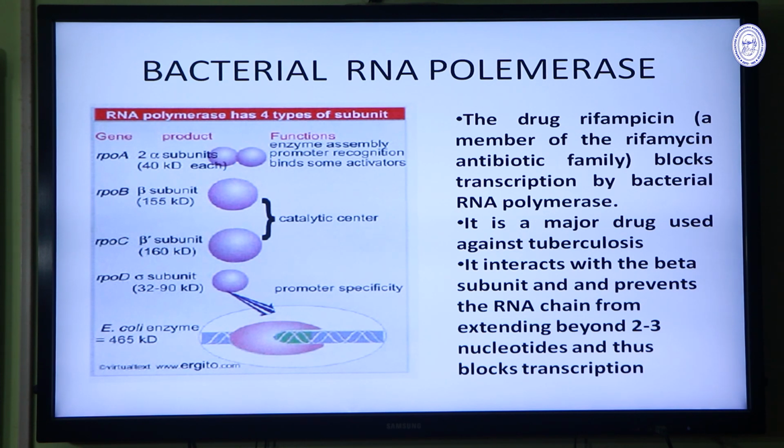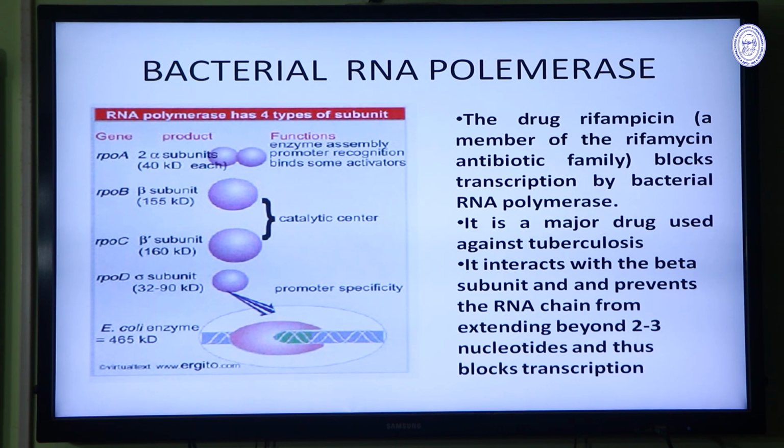Then comes the beta subunit. The beta subunit has a molecular weight of 155 kilodalton, and it is produced from the gene RPOB. Next is the beta prime subunit. It is the biggest subunit. The molecular weight is 160 kilodalton, and it is produced from the gene RPOC. So, this beta and beta prime subunit actually form the catalytic center or the catalytic core of the RNA polymerase. So, what are the functions of the alpha subunit?